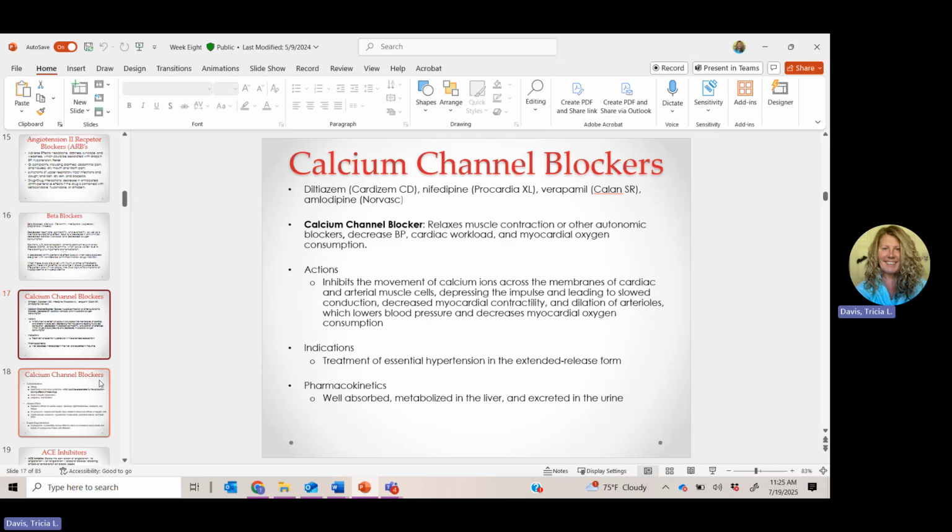What this does is it causes a depression of that impulse that is going to slow the conduction of the heart. It's going to decrease how hard it's contracting, okay? It's going to dilate the arteries, and it's going to lower the blood pressure and decrease our myocardial oxygen demand. Just want to monitor your kidney and liver enzymes.